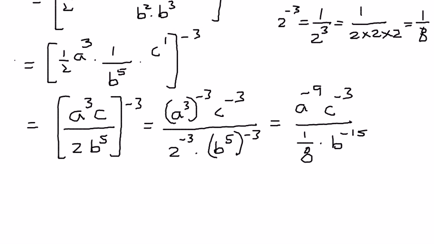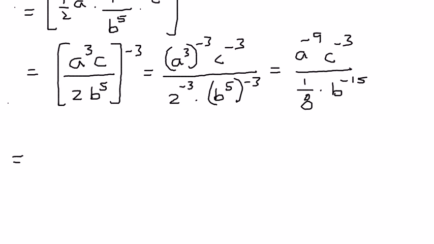So therefore I can write this as follows. I can write a to the power of -9 as 1 over a to the power of +9. I can write c to the power of -3 as 1 over c to the power of +3, right? And then 1 over 8 I can bring that up to the numerator as 8, and then I can write it as 8 over 1. b to the power of -15 I can bring it up to the numerator and write it out as b to the power of +15.